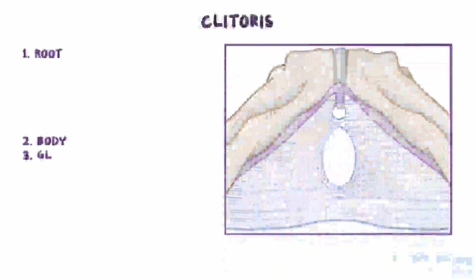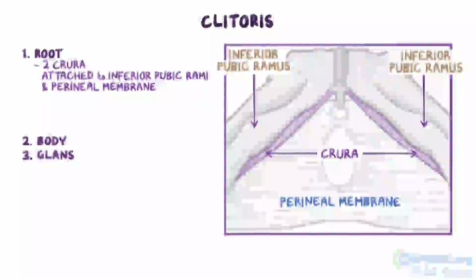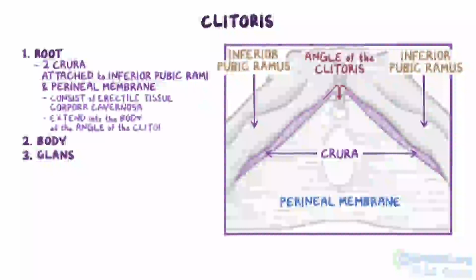The clitoris has three parts, called the root, the body, and the glans clitoris. The root of the clitoris consists of two crura that attach to the inferior pubic rami and the perineal membrane deep to the labia. These crura consist of erectile tissue called the corpora cavernosa, which extends into the body at the angle of the clitoris.